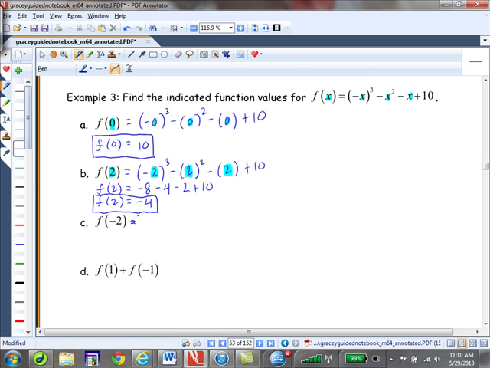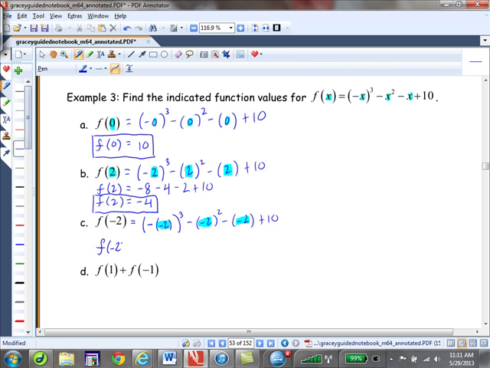Let's look at negative 2. So now we're going to have the opposite of negative 2 cubed minus negative 2 squared minus negative 2 plus 10. And just double check that you didn't mess up a minus. We've got negative 2 in each of those.